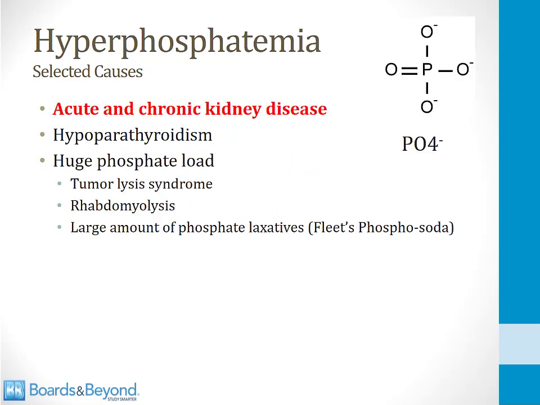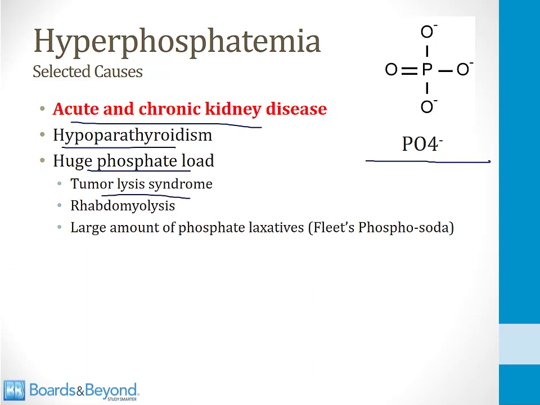Phosphate disorders are very rare, but I'll go through them now. Hyperphosphatemia involves elevated levels of serum phosphate. The classic cause of this problem is acute or chronic kidney disease, which I'll talk about on the next slide. You can also see elevated phosphate levels in hypoparathyroidism. And finally, you can see it anytime there is a huge phosphate load.